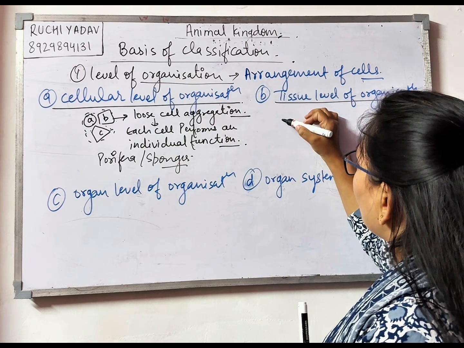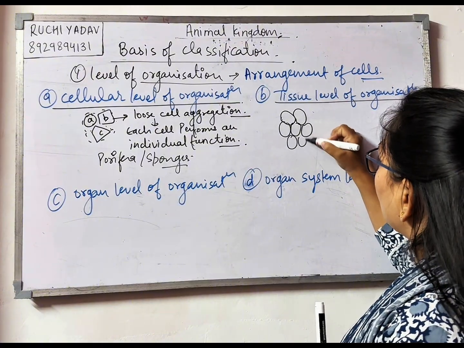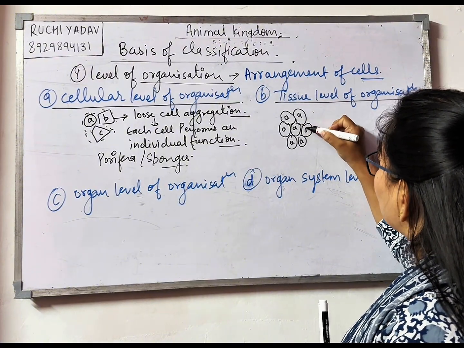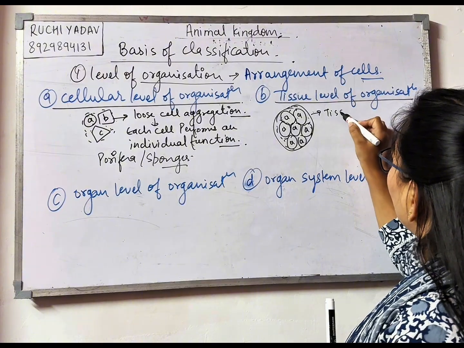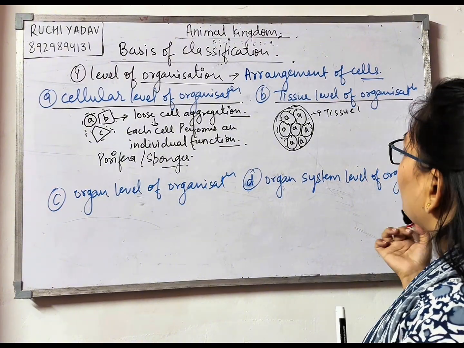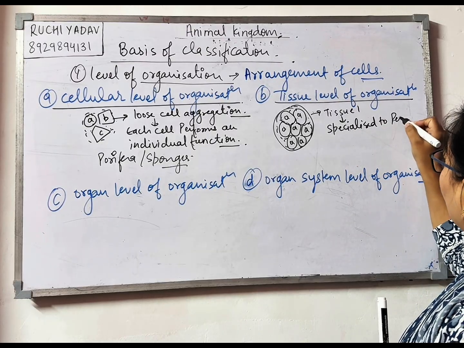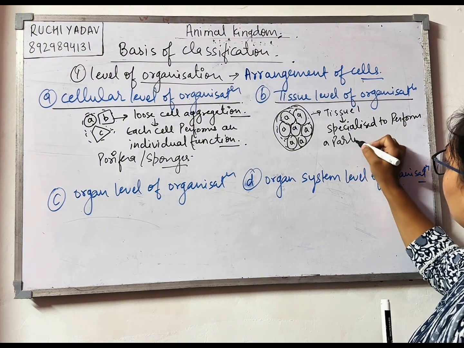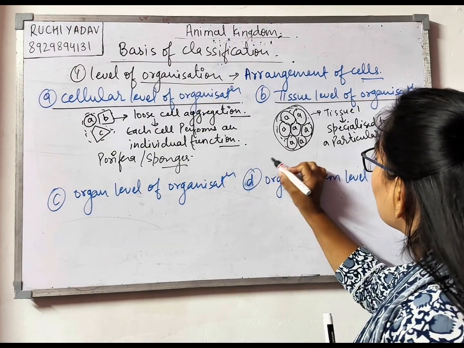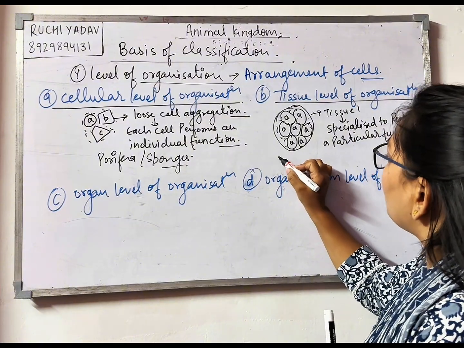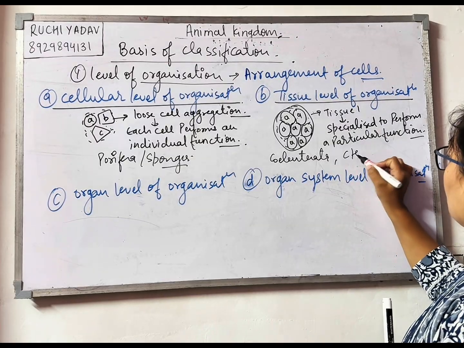In tissue level of organization, you can find a group of cells which are similar in origin. This particular group of cells is known as a tissue. Let's suppose, give it a name, tissue 1. This group is specialized to perform a particular function. This type of level of organization is found in the phylum Coelenterata, also known as Cnidarians, and Ctenophora.